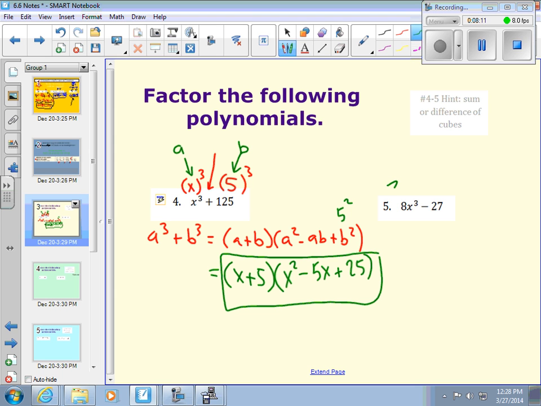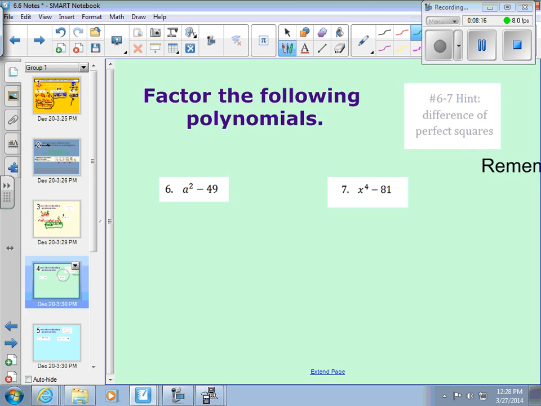All right, for tomorrow, why don't you guys see if you can try number 5 out, and we'll check and see what you get tomorrow on that one. All right, let's try another one.